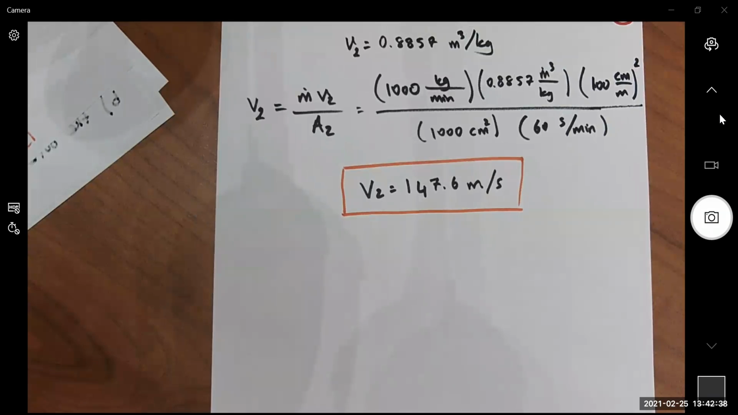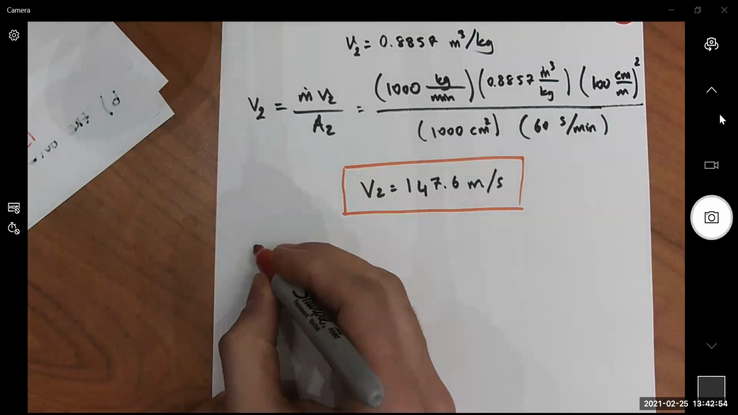It wasn't too bad, right? And make sure you know how to read those values from the table. Try it by yourself. All right.